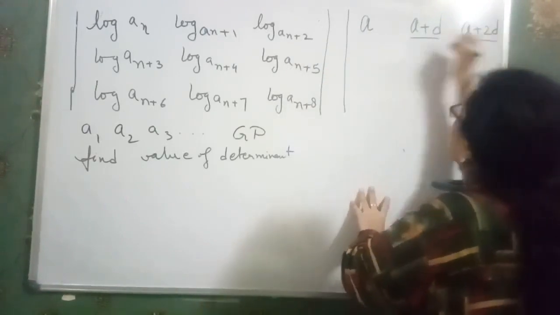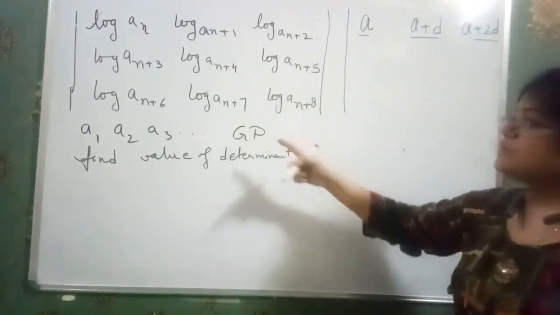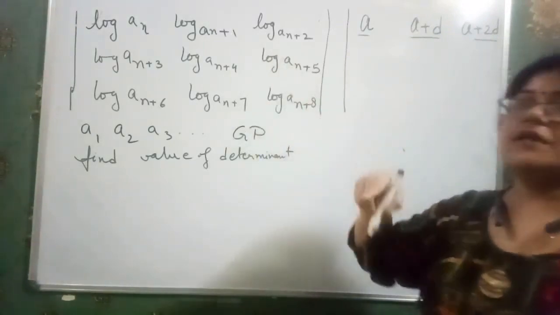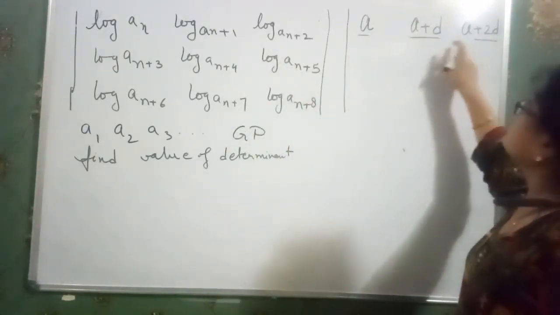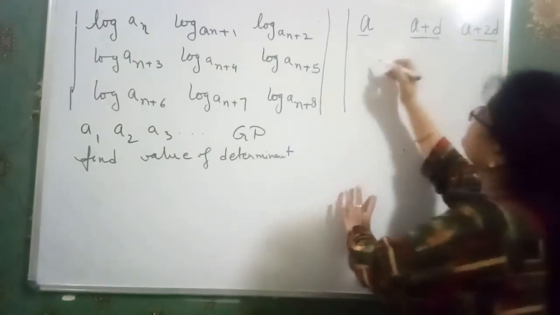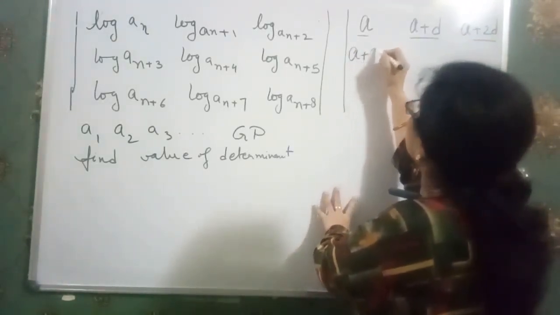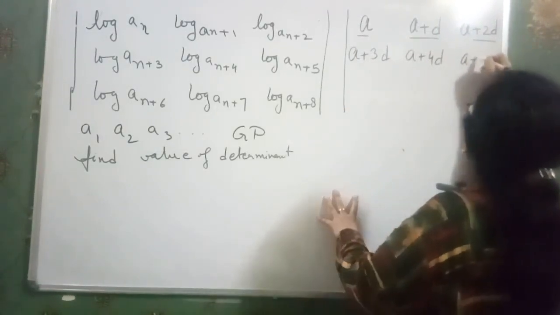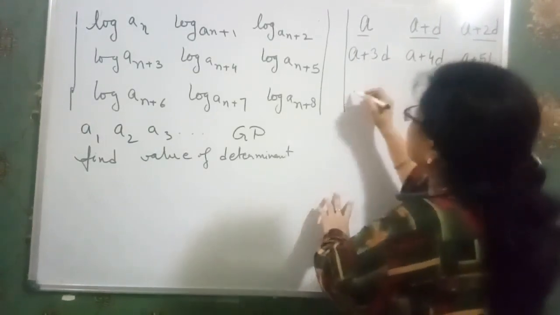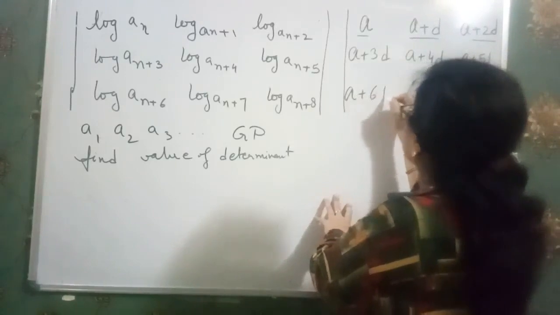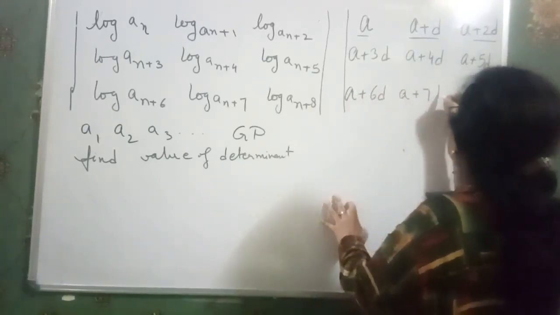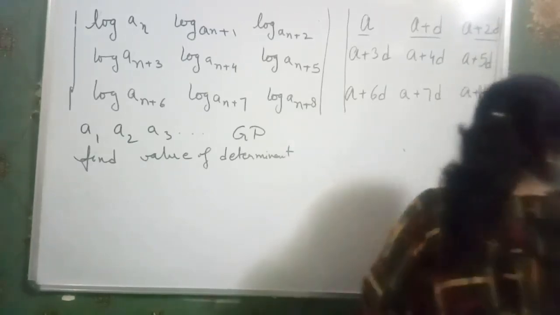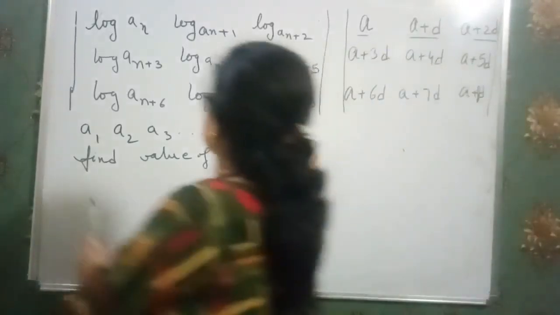Clear? Because a1, a2 are in GP, if we take the log of that, they become in AP. So I am writing these in the form of AP. Now it is a plus 3d, a plus 4d, a plus 5d. I think you got the concept. A plus 6d, a plus 7d, a plus 8d. Okay, now I think it is simple to solve this determinant.